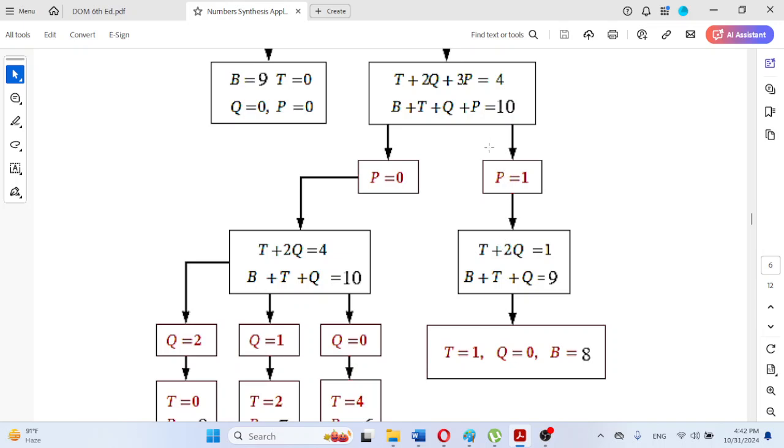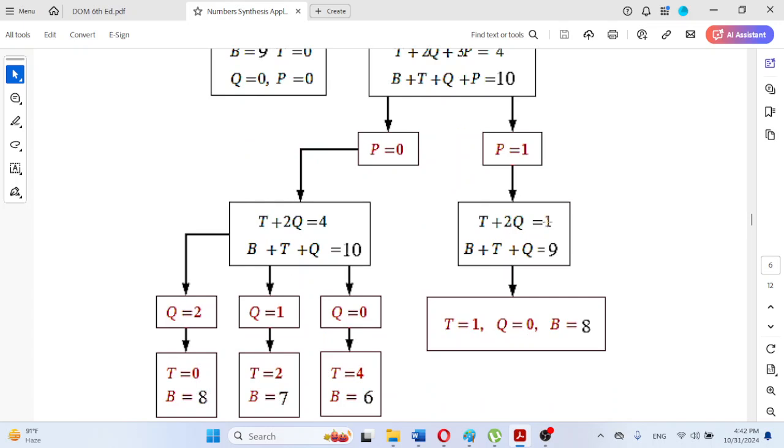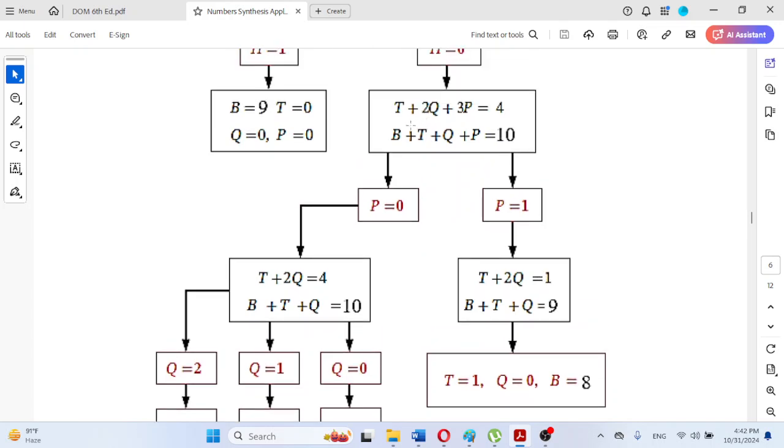As we can observe, if P is equal to 1 here, then T plus 2Q plus 3 is equal to 4. So 4 minus 3 is equal to 1. So T plus 2Q will be equal to 1, and the lower equation will be reduced to B plus T plus Q plus P, with P equal to 1.